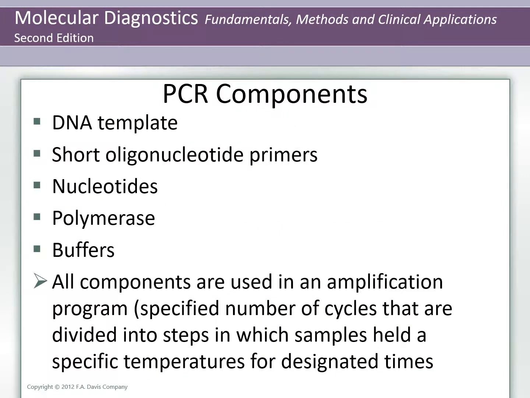The components of PCR include a DNA template, short oligonucleotide primers, nucleotides, polymerase, and buffers, and these are all subjected to an amplification program, which consists of a specified number of cycles that are divided into steps, during which the samples are held at particular temperatures for designated times.